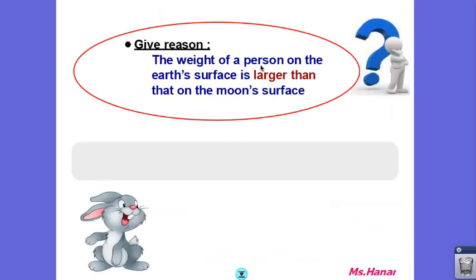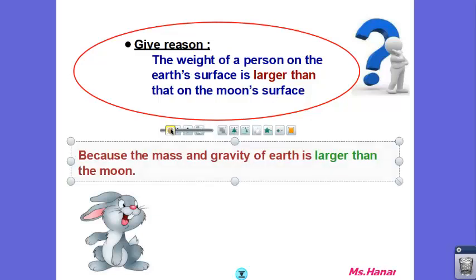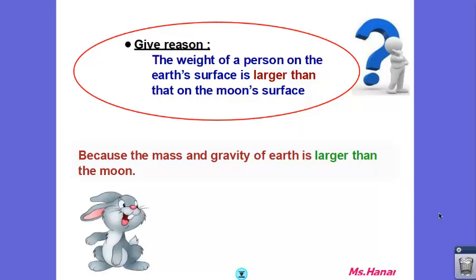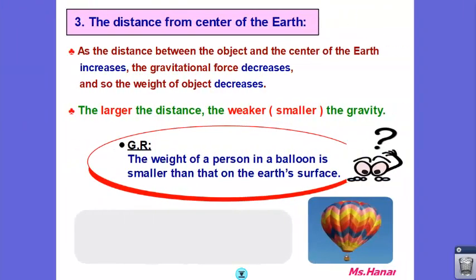Now the time of give reason. The weight of a person on Earth's surface is larger than that on the moon's surface. You know the Earth is bigger than the moon. So your answer must be because the mass and the gravity of Earth is larger than the moon.